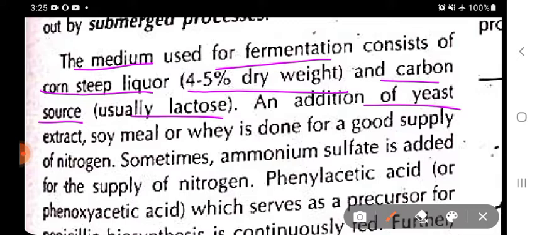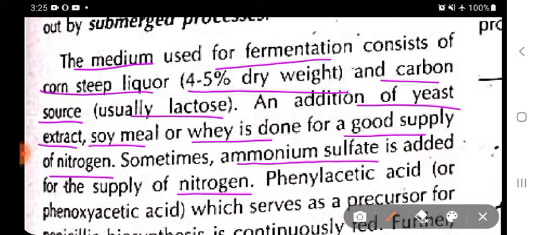Addition of yeast extract, soy meal or whey is also done for a good supply of nitrogen. So for nitrogen supply we may add soy meal, whey or yeast extract. Sometimes chemically we can add ammonium sulfate or ammonium nitrate as a source of nitrogen.